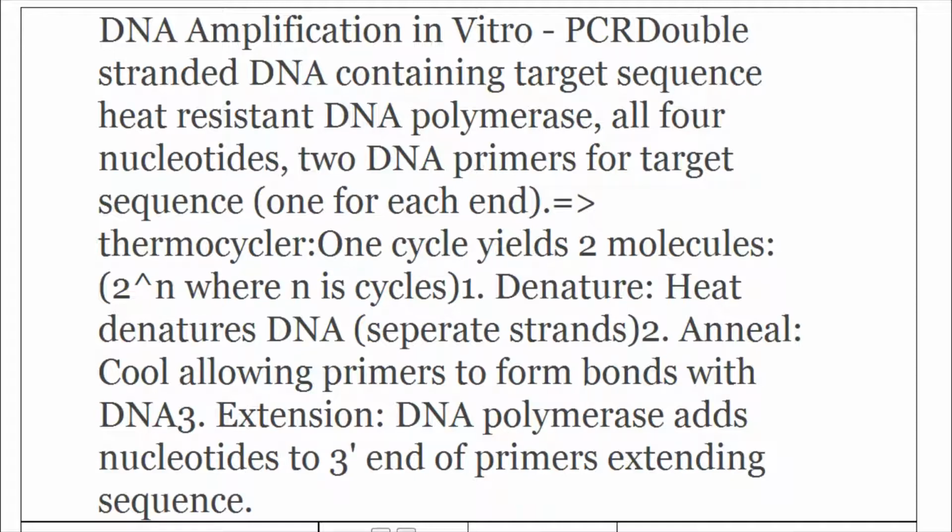Thermocycler. 1 cycle yields 2 molecules, 2^n where n is cycles. 1, denature: heat denatures DNA, separating strands. 2, anneal: cool, allowing primers to form bonds with DNA. 3, extension: DNA polymerase adds nucleotides to the 3' end of primers, extending the sequence.